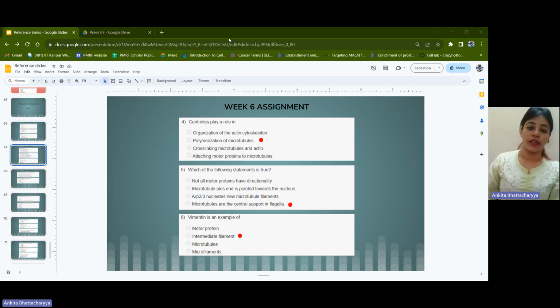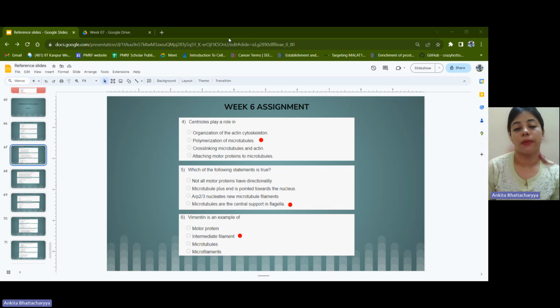And that would effectively lead to the change in cell dynamics that would help in cell division and many other functions as and when they are required. Then in question 5, we were asked which of the following statements is true. So, not all motor proteins have directionality. Certainly not true. Motor proteins do have to move in either direction.